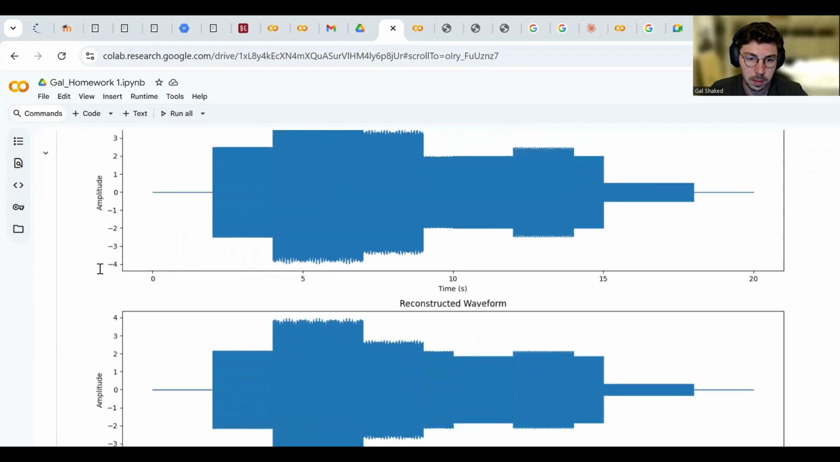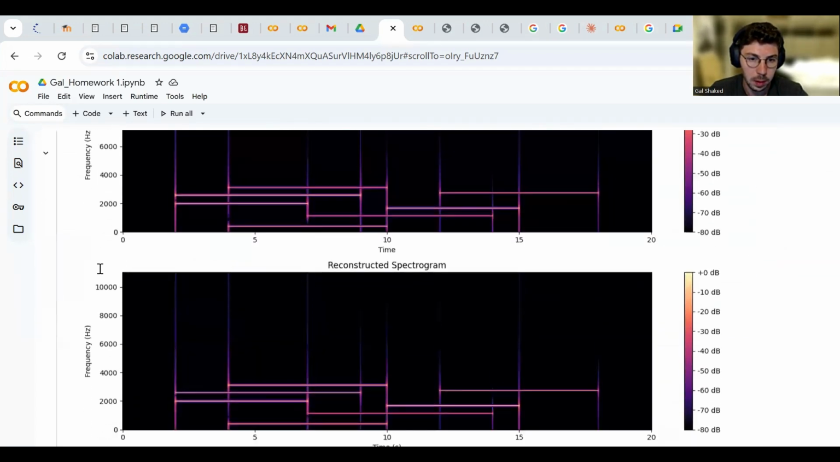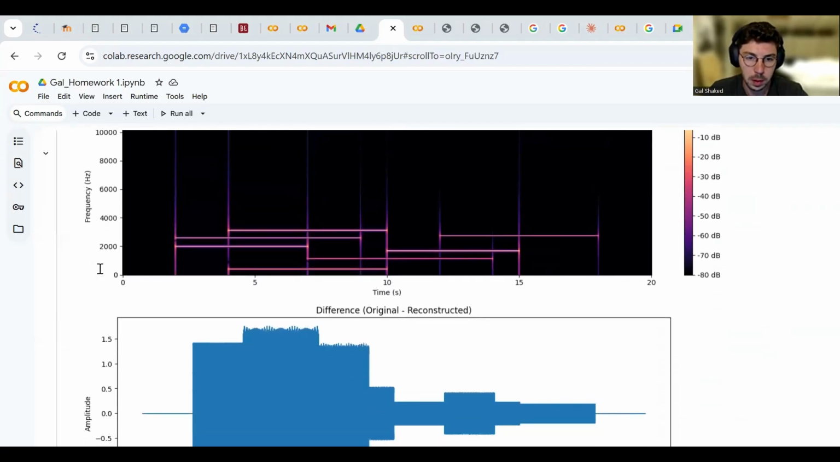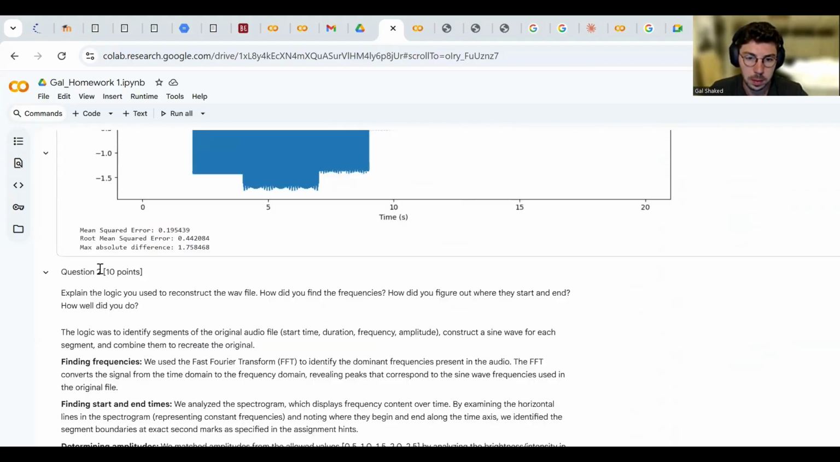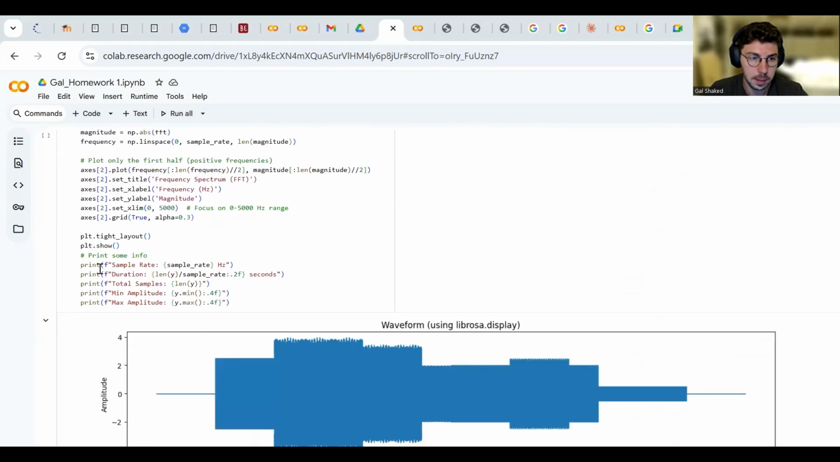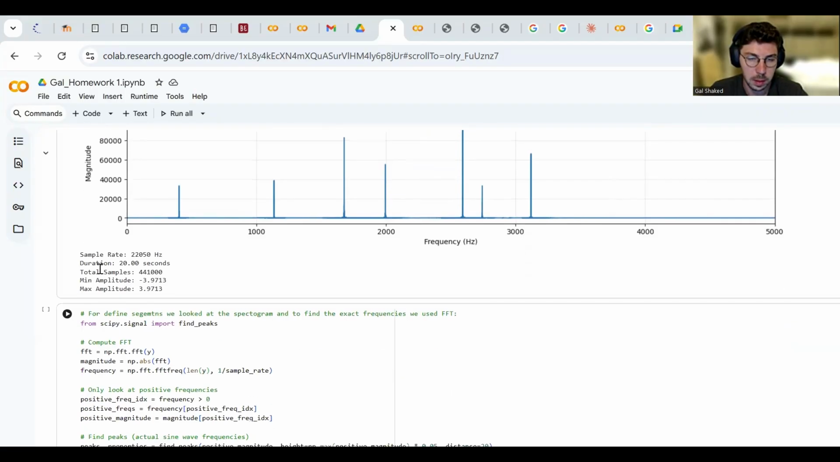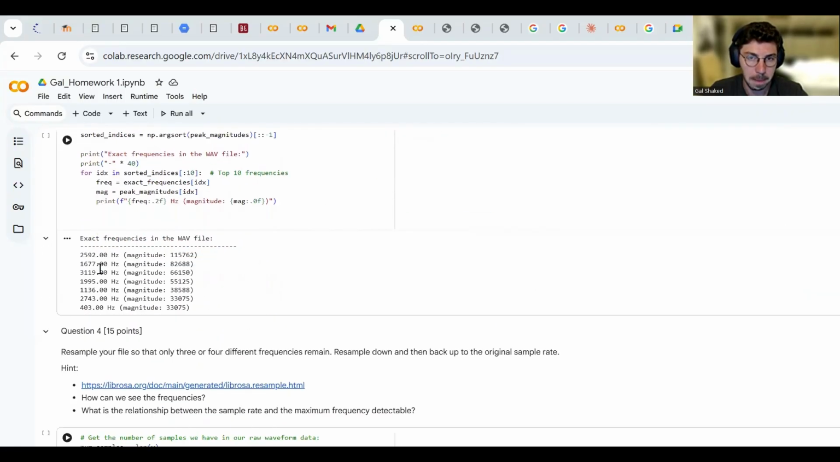So here you can see the difference in the amplitude and in the spectrogram. The difference is exactly in the brightness of the colors of the amplitude. Okay, so we'll skip questions 2 and 3 because it's the same question, and we'll go to question 4.